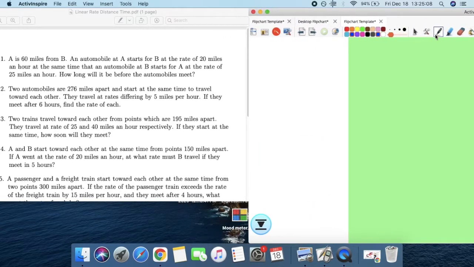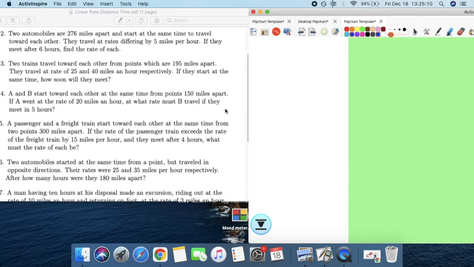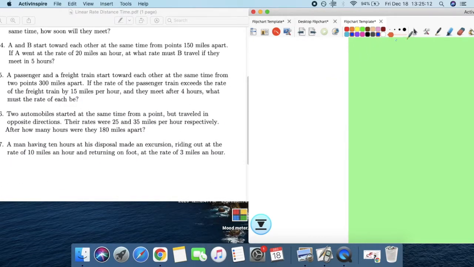Number 5. 5 says a passenger. Okay, again with a train. So let's call this a passenger train. Let's call this the freight train. They are 300 miles apart. The passenger train exceeds the rate of the freight. So the freight train is just R. We don't know its speed, but we know the passenger train is faster than that. So it's going to be R plus 15. And they travel for 4 hours, right?